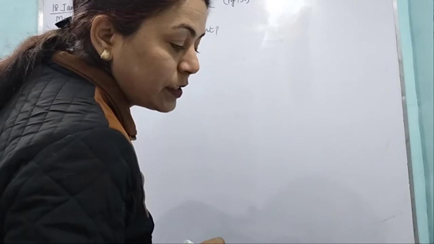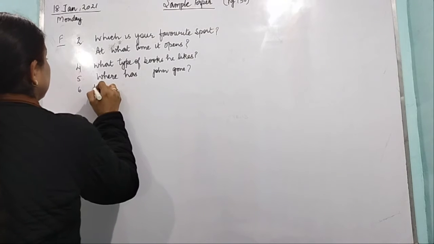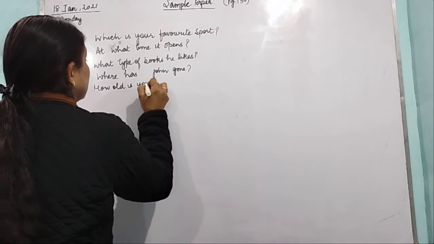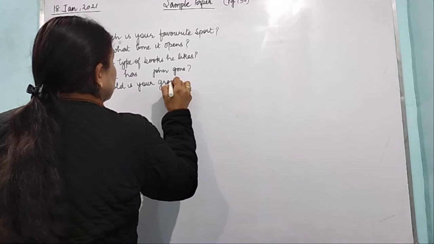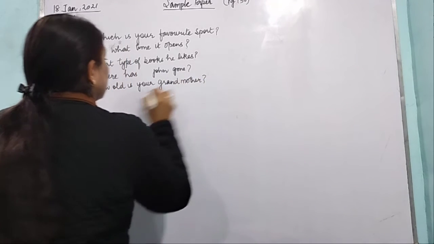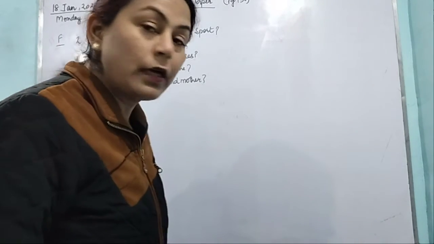My grandmother is 82 years old. How old is your grandmother? So we have completed the F part also.